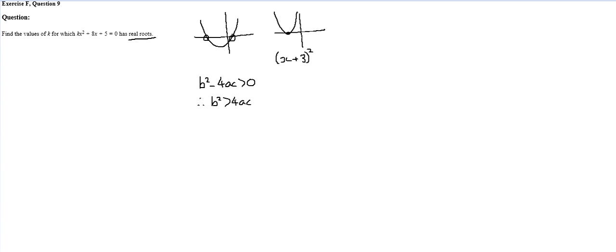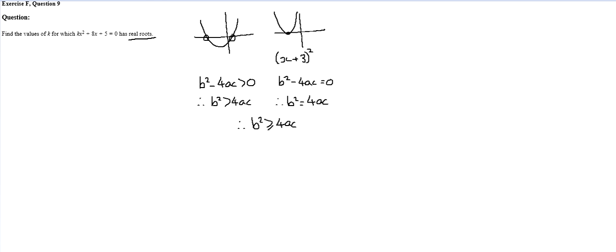And here, this happens when b squared minus 4ac is equal to 0, and therefore we can say b squared is equal to 4ac. So it doesn't determine whether it's 2 or 1, so it can be either or. So what we're going to say is therefore b squared is more than or equal to 4ac.